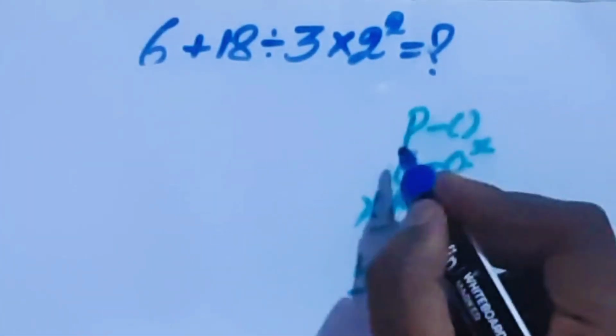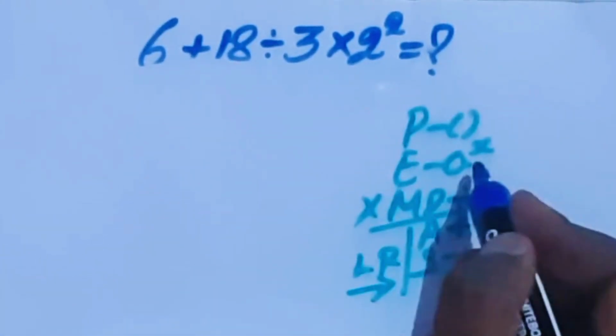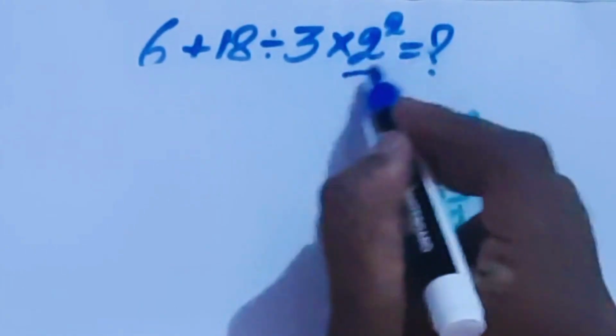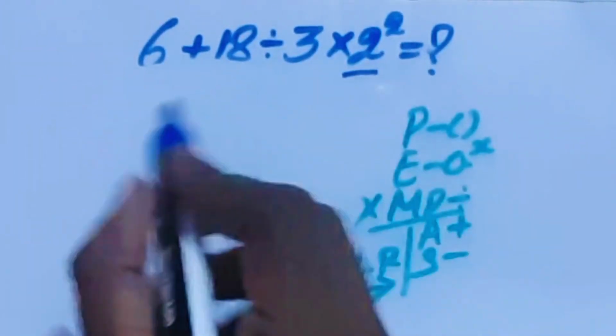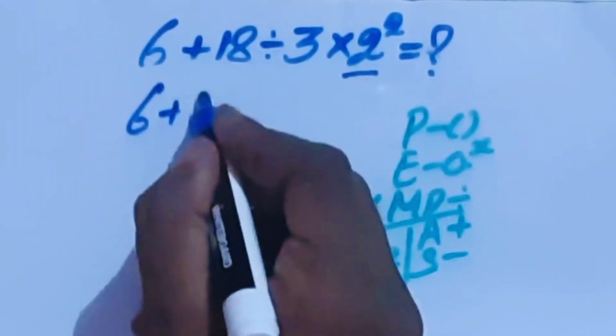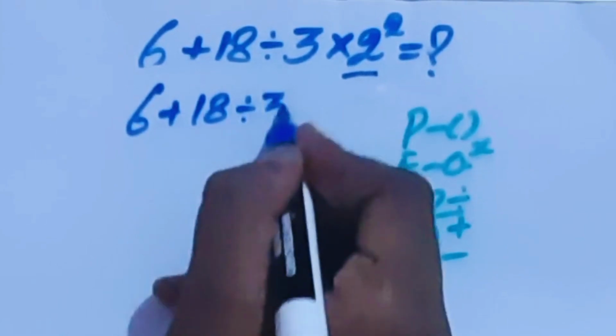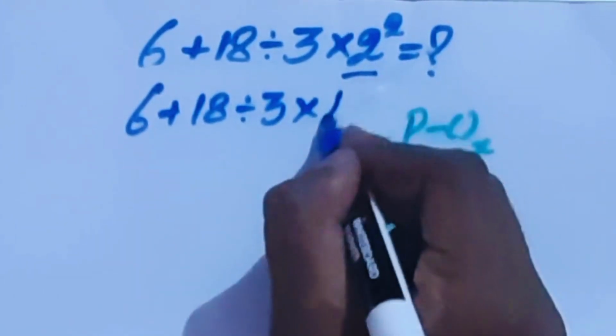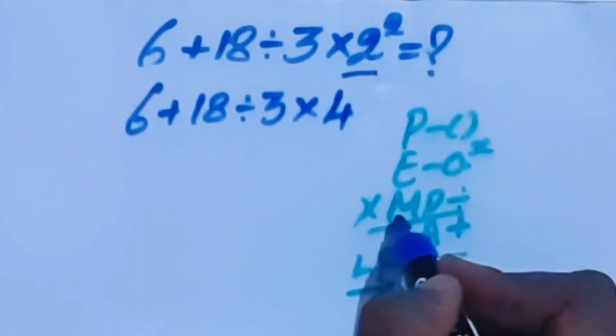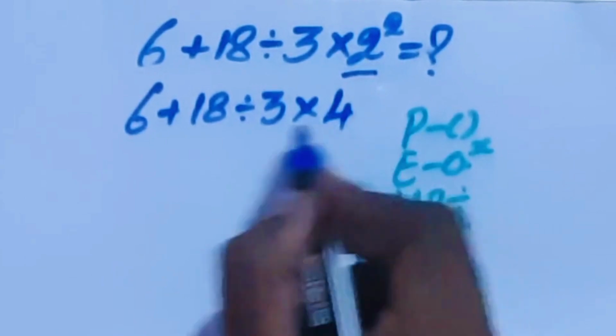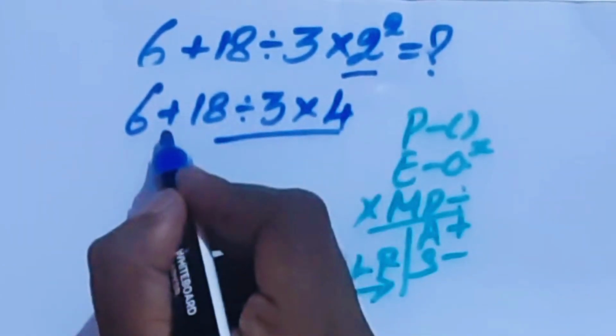As per the order of operations PEMDAS, the highest priority is bracket. We don't have a bracket in this problem. Next priority is exponent. We have an exponent here, so we have to do this 2 power 2 before the other operations. So 6 plus 18 divided by 3 times 2 power 2 is 4. Here the next priority is multiplication and division. So we have to do this division and multiplication before this addition.